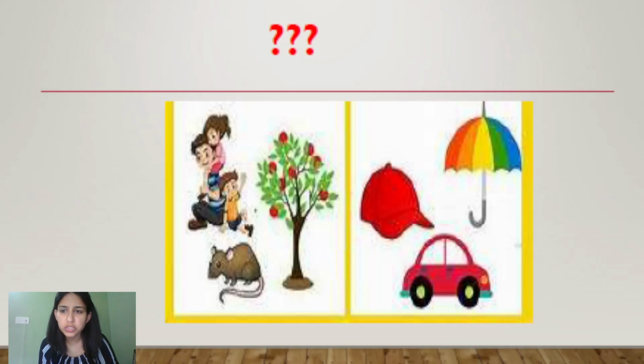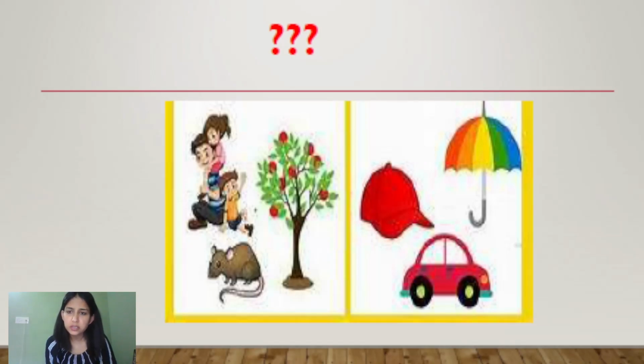Now what do you see in these two pictures? How will you differentiate them? In one, we can see that there is this family, a tree, a rat, and a tree with fruits. And in the second, there is this umbrella, then there is this car, and a cap. So how will you differentiate both of these pictures?